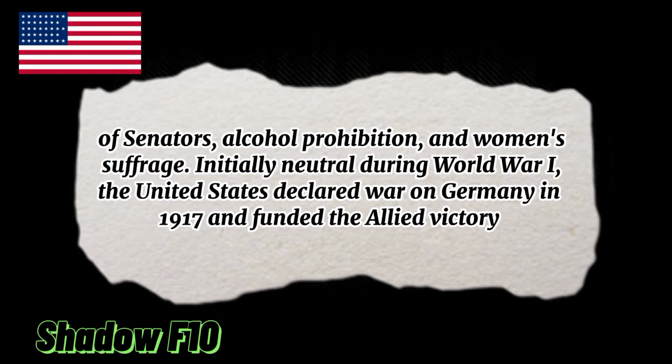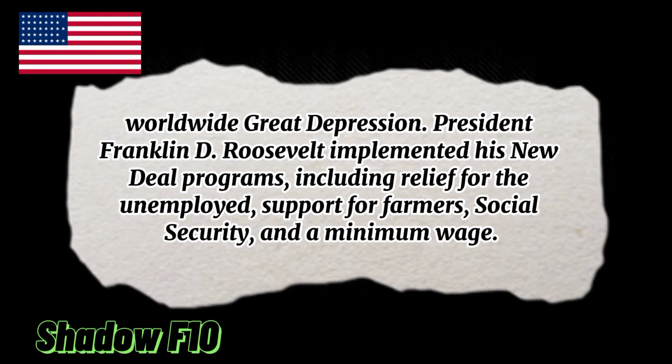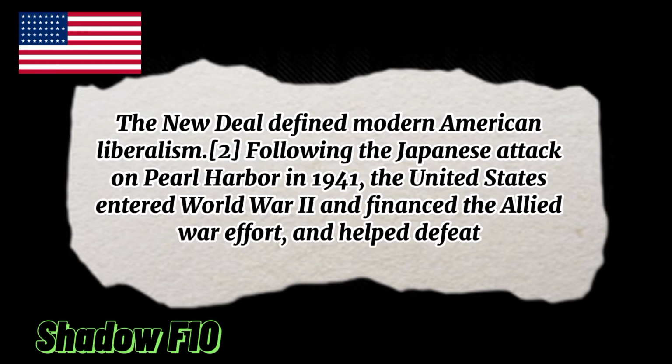Initially neutral during World War I, the United States declared war on Germany in 1917 and funded the Allied victory the following year. After the prosperous Roaring Twenties, the Wall Street crash of 1929 marked the onset of the decade-long worldwide Great Depression. President Franklin D. Roosevelt implemented his New Deal programs, including relief for the unemployed, support for farmers, Social Security, and a minimum wage. The New Deal defined modern American liberalism too.